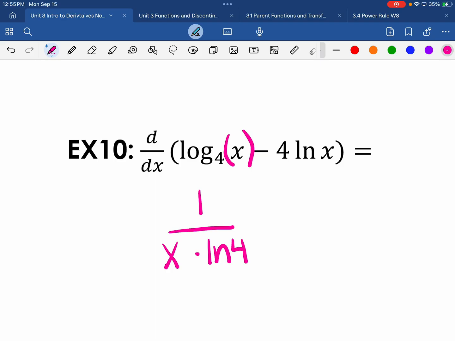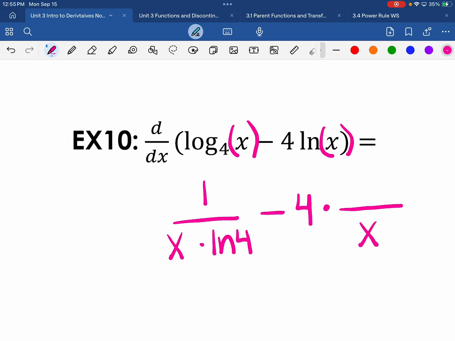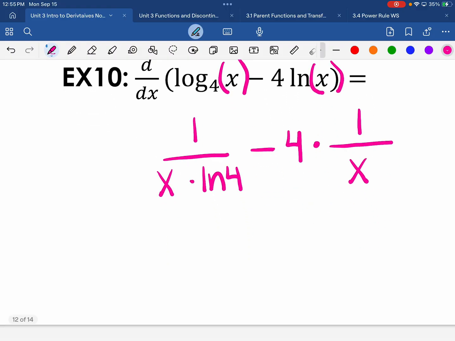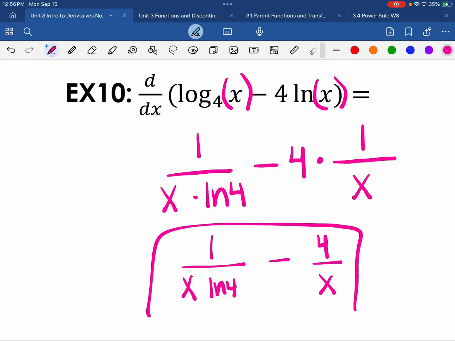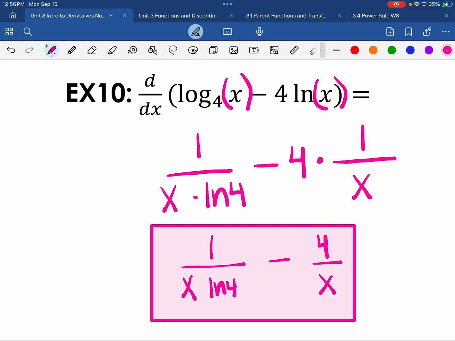And then we write another equation for the other one. So the 4 is hanging out. What is inside this log? Just x. And then the derivative of x, which is 1. So you could rewrite this as 1 over x ln of 4 minus 4 over x, because you could put that 4 on top, which is probably the more common way that you would see it. And is that the answer? Mm-hmm.